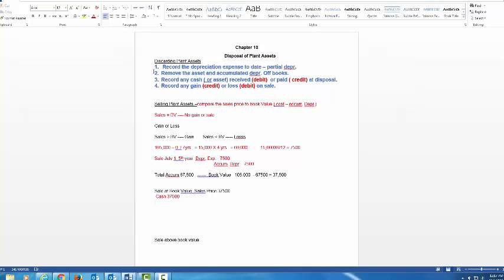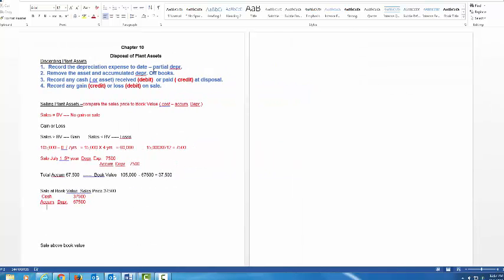I would debit accumulated depreciation, because if you remember, look at my steps up there. I've already recorded my depreciation. I've done step 1. So the next step is we wanted to remove our accumulated depreciation off the books. Accumulated depreciation generally has a credit balance. So in order to remove it off the books, I'm going to debit it for the $67,500.